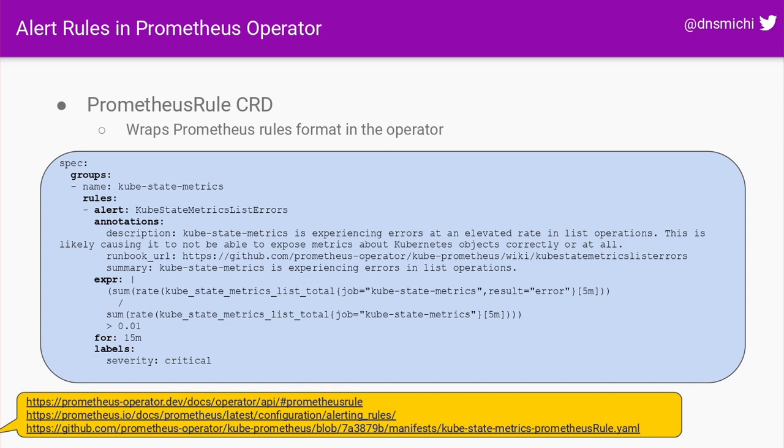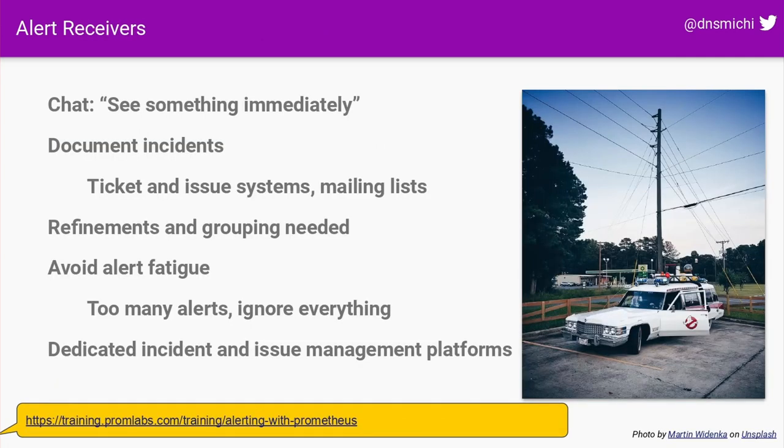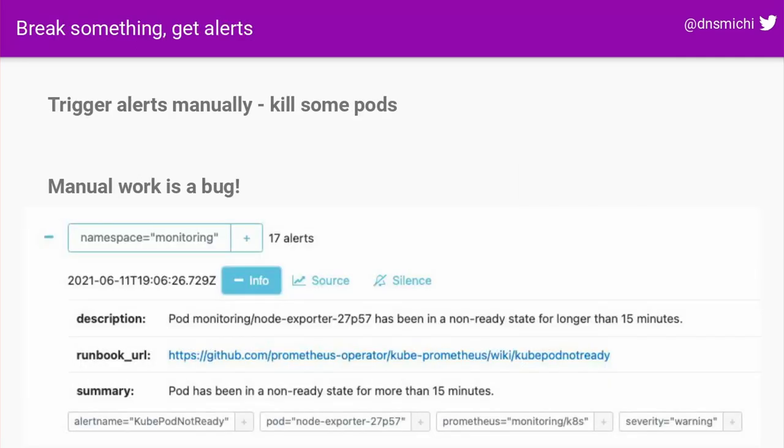In terms of an alert receiver, we can use chat, we can document the incidents in ticket and issue systems, maybe even mailing lists. But at some point, it can be overwhelming and the so-called alert fatigue can come up, saying, I have 10,000 alerts, I have no idea what's going on, and basically you either mark everything as read or have it somewhere and the counter goes up. And maybe we need a better way of managing these incidents.